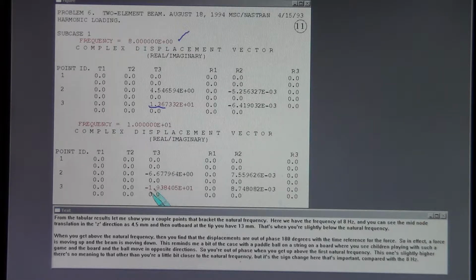This one's slightly higher. There's no meaning to that other than that you're a little bit closer to the natural frequency, but it's the sign change here that's important compared with the 8 Hertz.